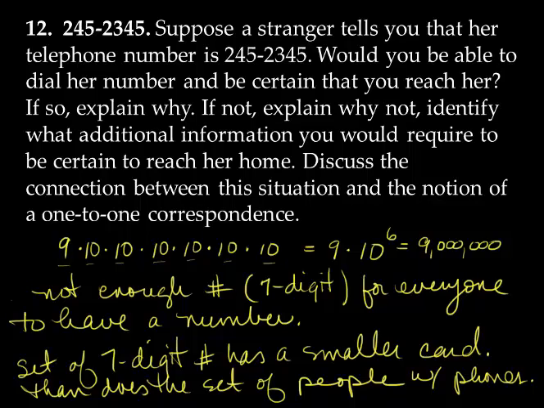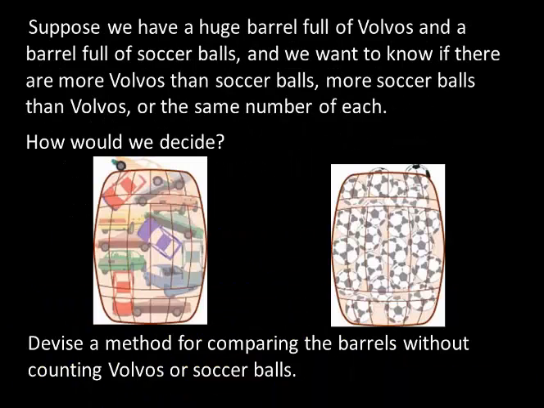Notice he says, discuss the connection between this situation and the notion of a one-to-one correspondence. There is not a one-to-one correspondence between the 9 million 7-digit telephone numbers that we could make and the set of people. In your textbook, you can read this example.